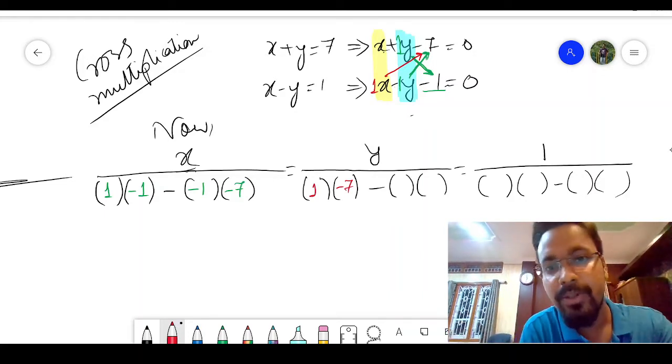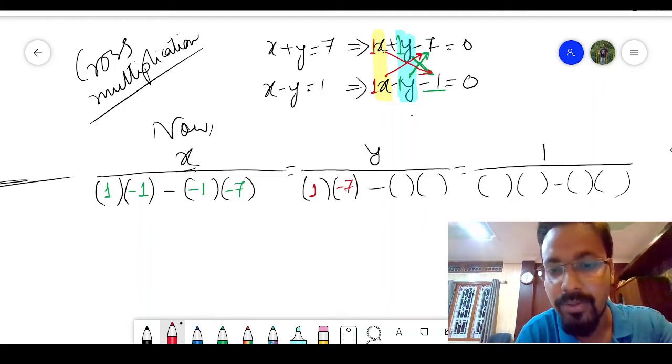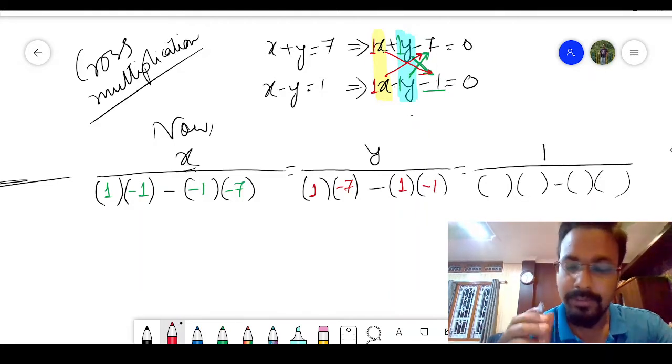Done. Next, now it is from top to bottom again. So here we have x, coefficient of x is 1. So we are going to write 1. And here we have minus 1. So it is minus 1. Done. Done with y. Now again, I hope you have understood by now.